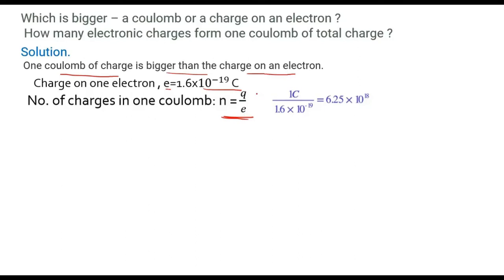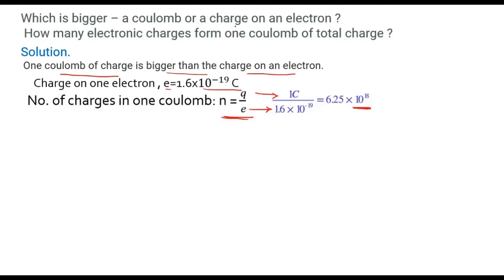Here we have to put the magnitude. For q we will be putting 1 coulomb. For e we have to put its numerical value, 1.6 into 10 to the power minus 19. On solving this we are going to get 6.25 into 10 to the power 18 electrons. So in 1 coulomb this many electrons are present, and one electron has this much charge in coulomb.